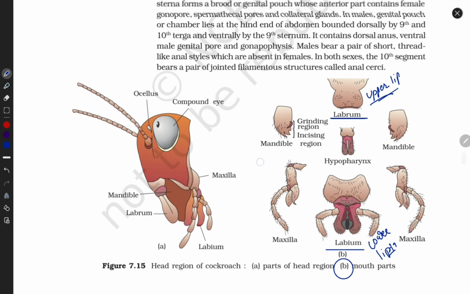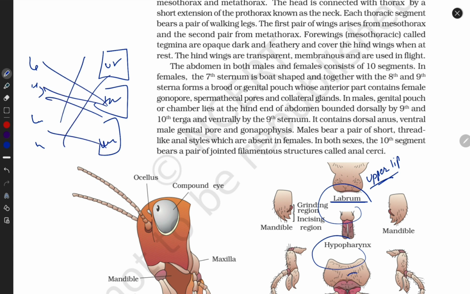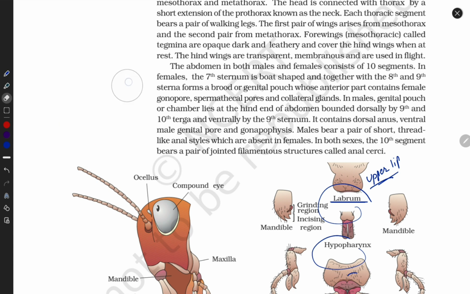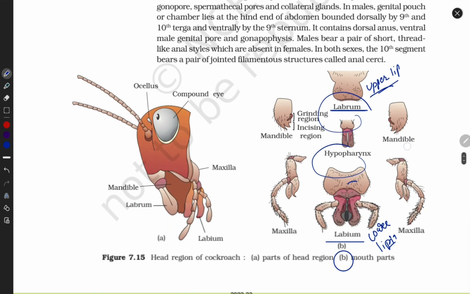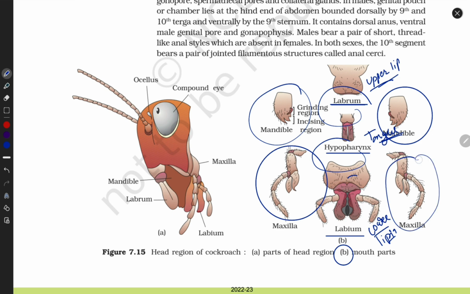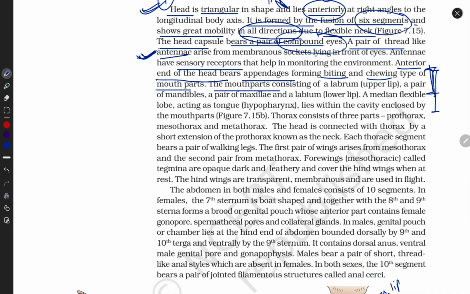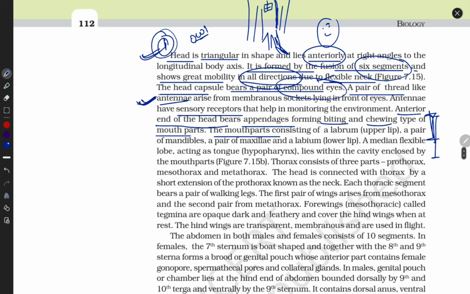In examination guys, they also give you names like labrum, hypopharynx, labium, mandible, and here they write down upper lip, tongue, lower lip. So you have to match the following. Okay, they give you any kind of question according to competitive exams. Okay, guys, this is the lower lip. Hypopharynx, these are what? Tongue. These are tongue, and one pair of mandible. They are for chewing, grinding. There is one pair of maxilla. Okay, now this is clear. I described this thing. All right or not? Yes. Okay, now after head, let's move towards the thorax.